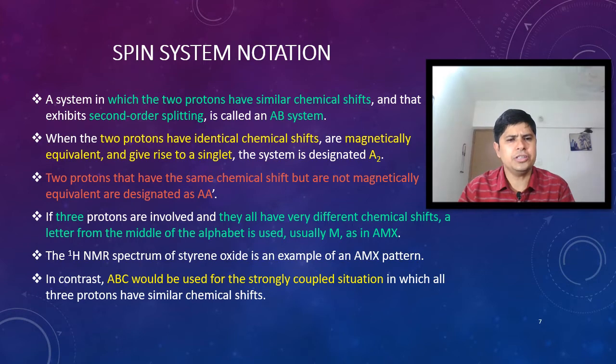In continuation of spin system notation, a system in which the two protons have similar chemical shift and that exhibits second order splitting is called an AB system. If two nearby protons have a very small difference in their chemical shift, that is, similar chemical shift, and exhibit second order splitting, such a system is called an AB system.